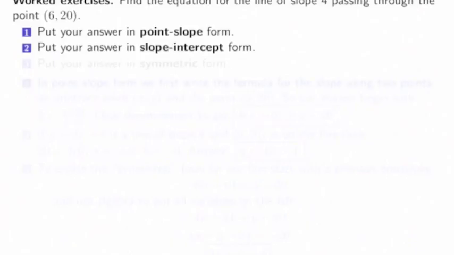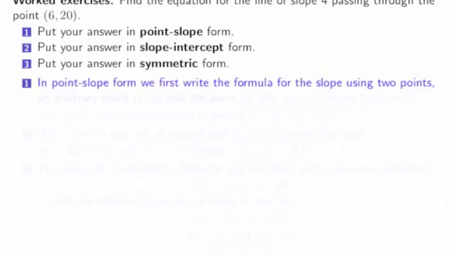Let's do some exercises. Let's find the equation for the line of slope 4 passing through the point 6, 20. Let's put our answer in point-slope form, the most important form for a line. Let's put our answers in slope-intercept form, and put our final answers in symmetric form.